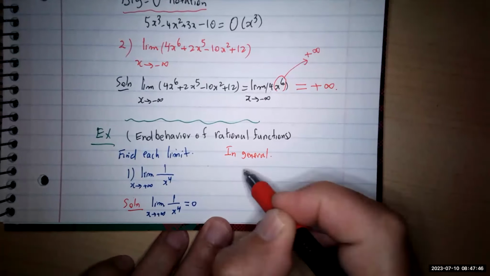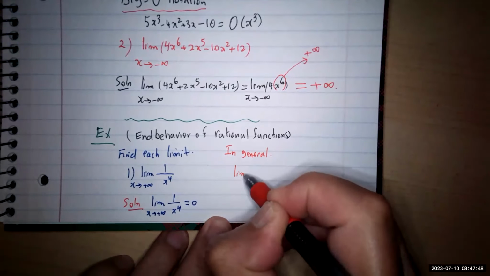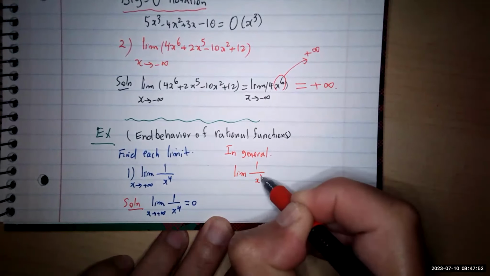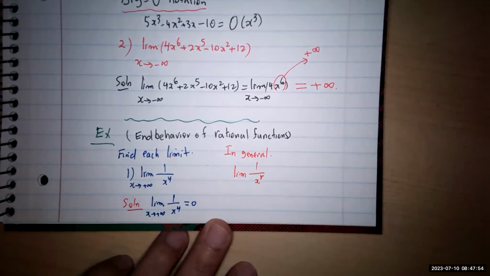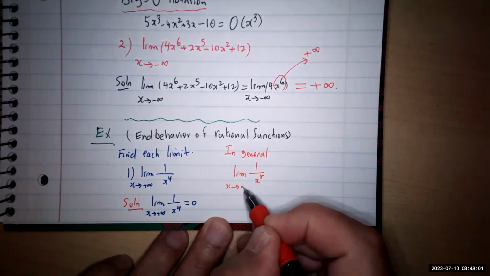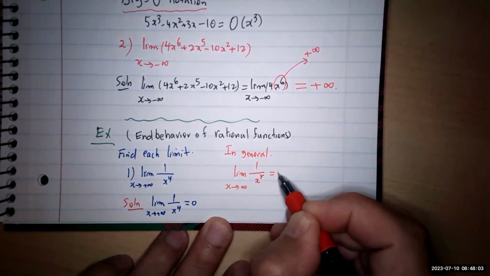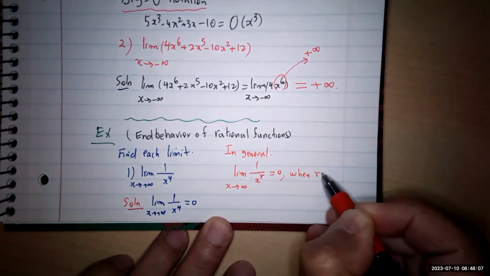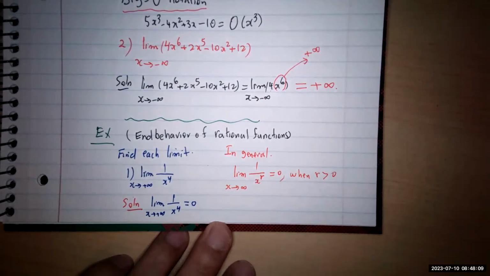If you want to find the limit, there must be a number on the top and a positive power of x on the denominator. We call it x to the r. R must be a positive number. As x goes to either positive infinity or negative infinity, this is always zero when r is positive.